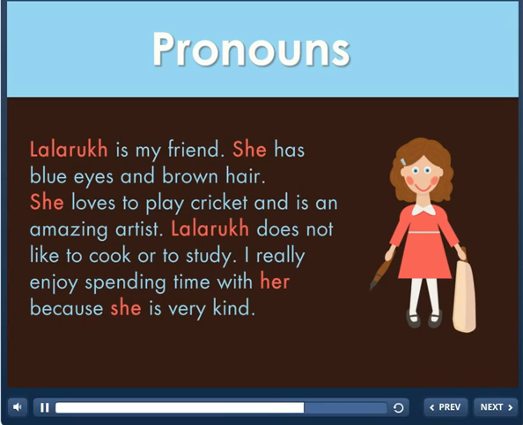The second paragraph has less repetition and so it sounds better. This is because we used pronouns to replace some of the nouns. You already learned about pronouns in an earlier module. Today, we will explore the topic further.